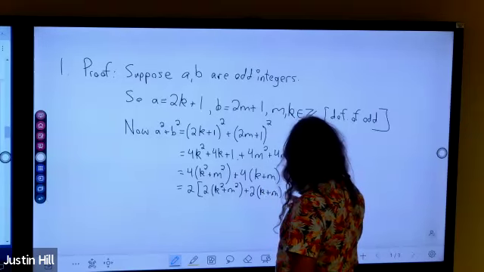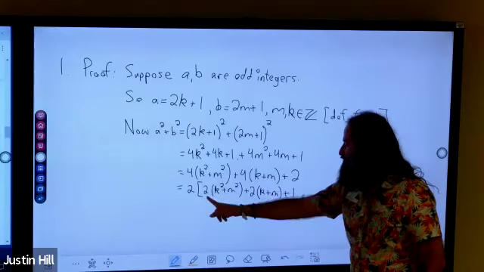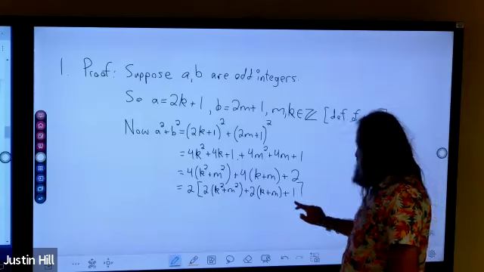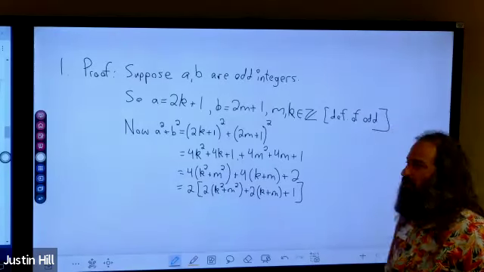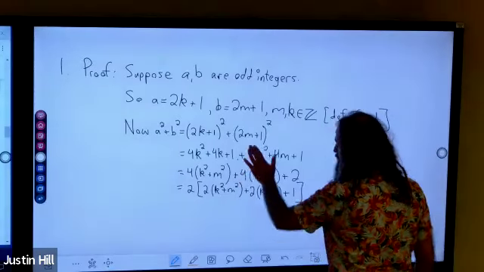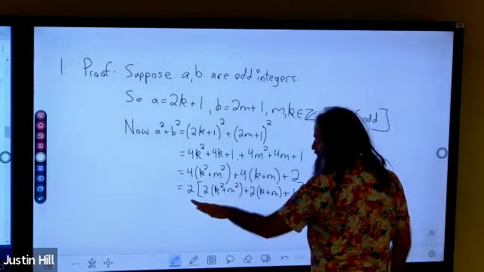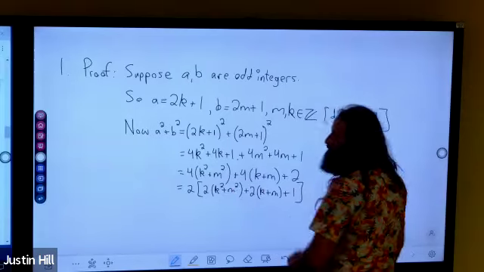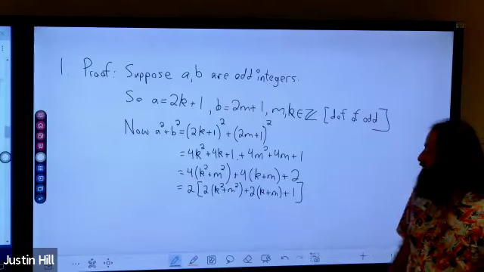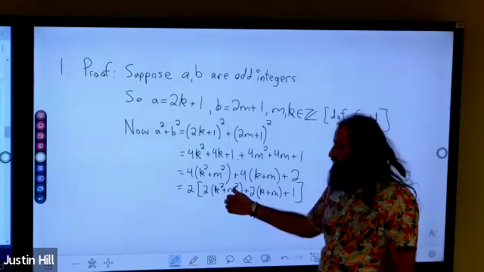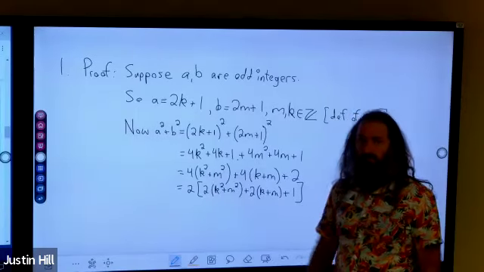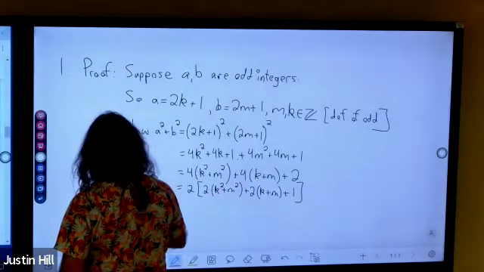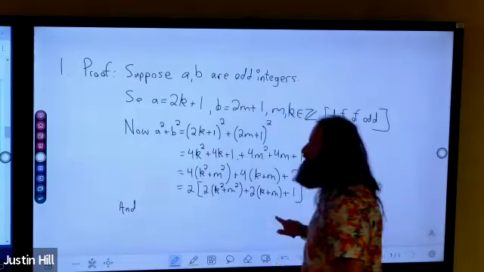And again, you could have left these undone. This could say 2 times (2k squared plus 2m squared plus 2k plus 2m plus 1). That doesn't bother me at all. My goal when grading this was to see the correct algebra, and then at the end to show that this was 2 times something. Because once you have that, we almost have the definition of even. I just need to show that this something is an integer. And it is. Why is this an integer?